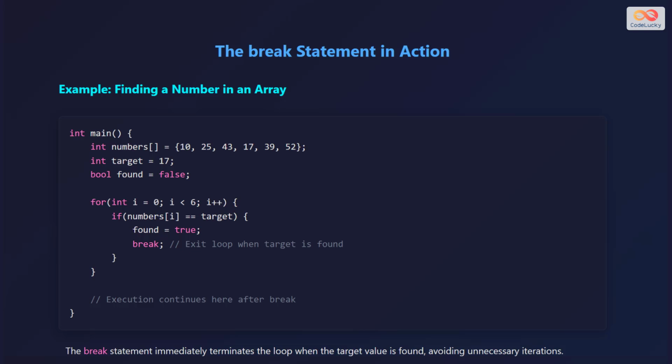We use a for loop to iterate through the array. Inside the loop, an if statement checks if the current element of the array is equal to the target. If a match is found, the found variable is set to true, and the break statement is executed, which terminates the loop. After the loop terminates, execution continues with the next statement. The break statement immediately terminates the loop when the target value is found, avoiding unnecessary iterations.